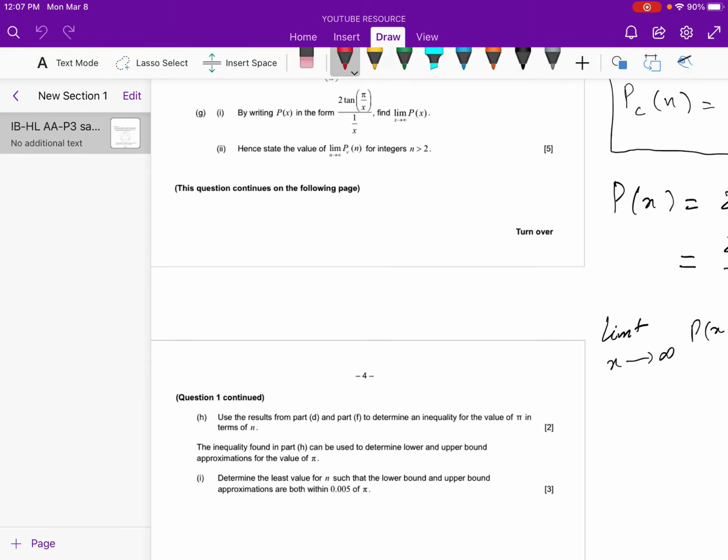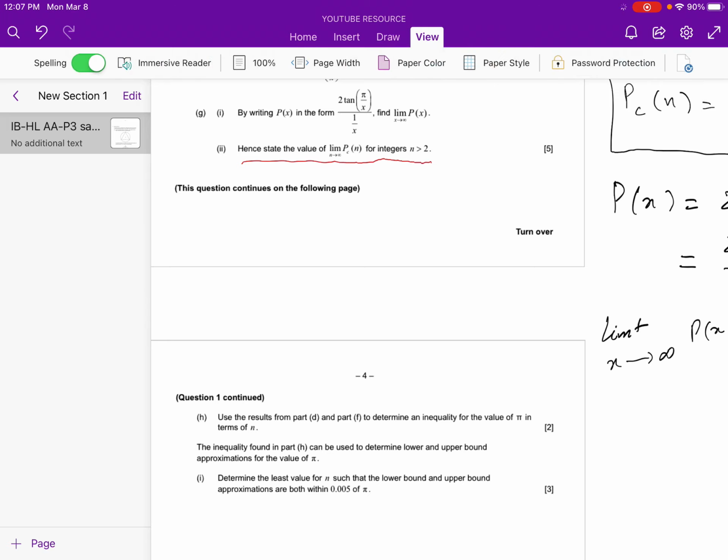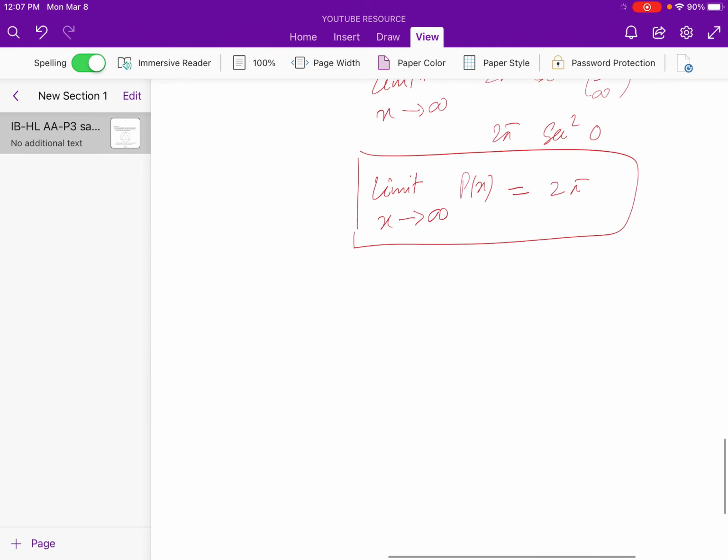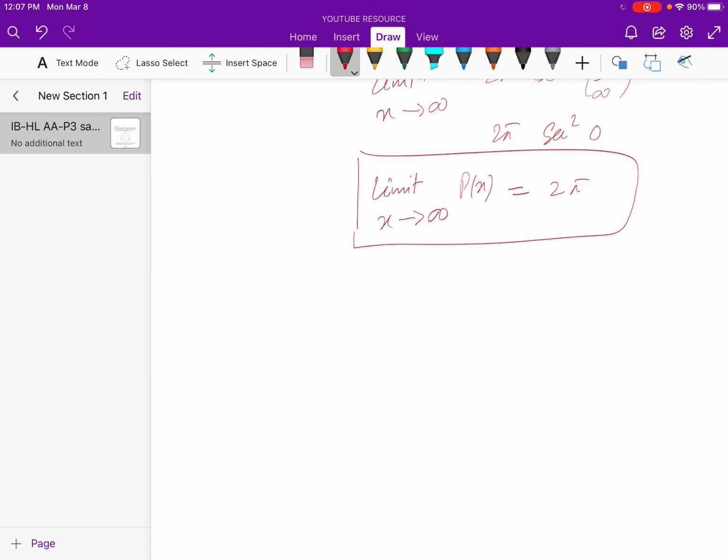Okay, so G part 2 says hence state the value of the limit as n tends to infinity of PCn for integers greater than 2. So that should be the same as the G part 1 answer that we found here. So it is going to be that's also 2 pi. That's just a one mark question. So that's G part 2 and this is G part 1.